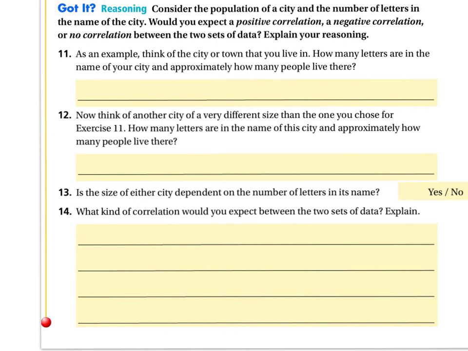Take a look at this example. We have the population of a city and the number of letters in the name of the city. Would you expect a positive correlation, a negative correlation, or no correlation? Explain your reasoning. Well, think of Leslie. How many letters are in the name of our city? L-E-S-L-I-E. So we have 6 letters. Approximately how many people live here? Well, I would guess it's probably in the thousands at least, a couple thousand.